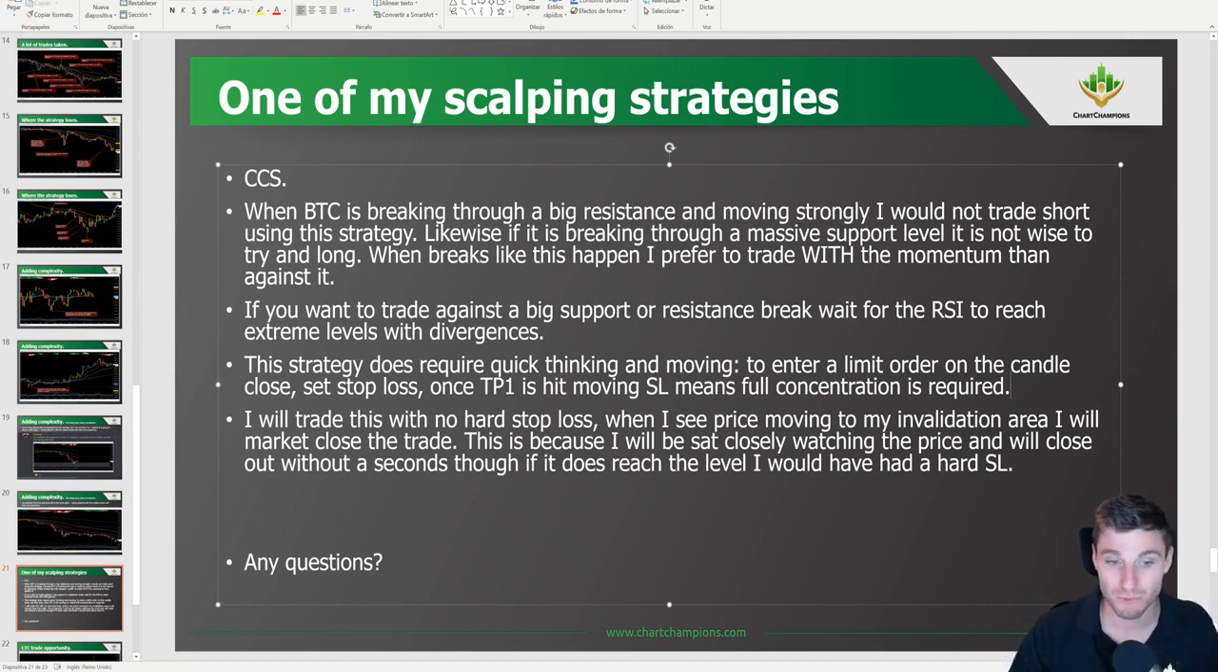So when I see price moving to my validation area, I will market close out of the trade. This is because I will be sat closely watching the price, and I'm not going to miss anything. One of my monitors is just sat looking at that trade, or one of 8 trades potentially. It's not one where I'll go to the bathroom for a second and suddenly find myself 10% down. So although I use a soft stop loss, I'm managing it. I will also close out without a second's thought. If it starts breaking through where I said, I won't think, I'll hold this a little bit longer. No, I'll just take the loss and be done with it. But I do not actually enter that hard stop loss.